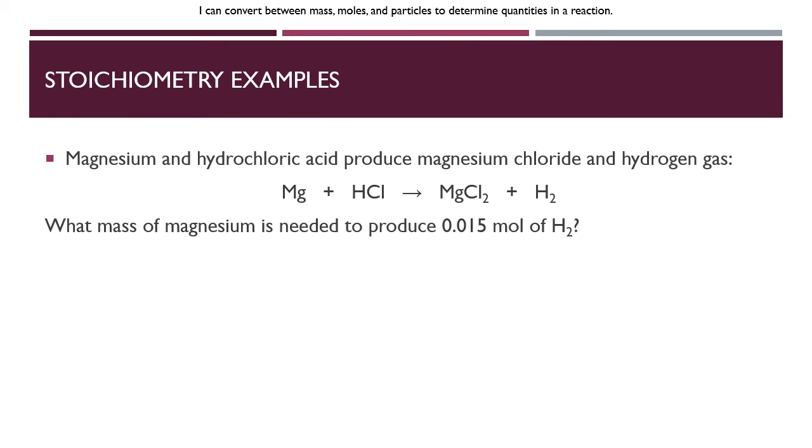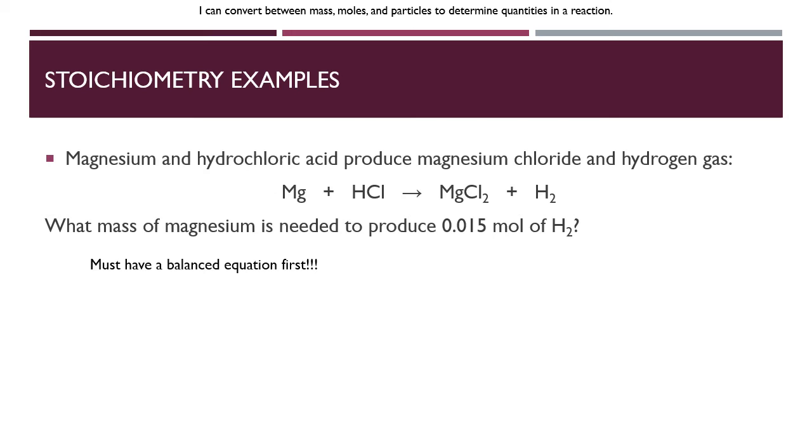All right, first question. Magnesium and hydrochloric acid produce magnesium chloride and hydrogen gas. You can see I give you the equation there. What mass of magnesium is needed to produce 0.015 moles of hydrogen? Recognize this. Remember, the first thing that we need in order to do any of these problems is a balanced chemical equation. So ask yourself, is this equation balanced? The answer is no. You can see on the left side we have 1 hydrogen atom and 1 chlorine atom, but on the right we have 2 of each. So the first thing we have to do is we must balance the equation.